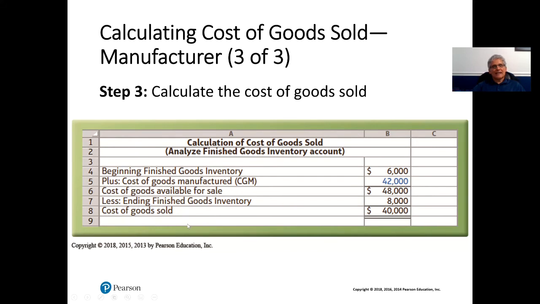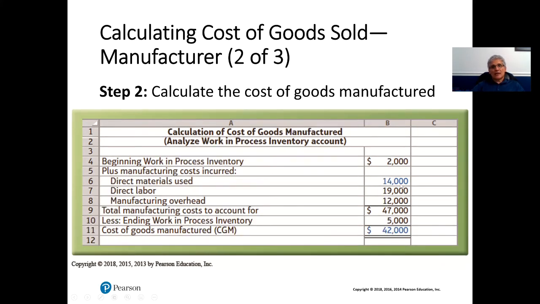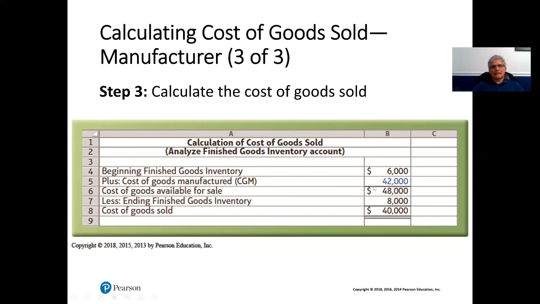So we have beginning finished goods inventory. These are products that are sitting on the shelf ready to be sold, but they haven't been sold yet. They were manufactured. They weren't purchased. They're sitting on the shelf. When we started this period, we had 6,000 on the shelf. We're going to add to that the cost of goods manufactured, 42,000. I wonder where that came from. You guessed it, it came from the previous slide. Cost of goods manufactured, 42,000. Bingo, that's where that came from.